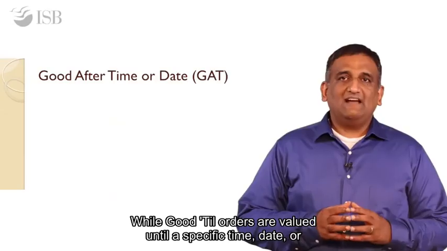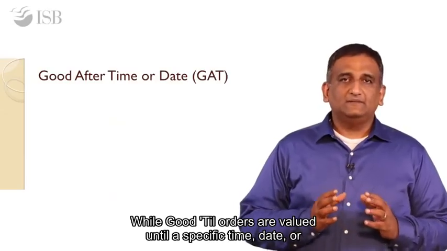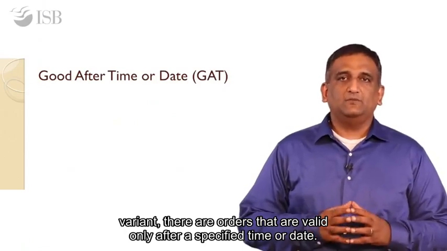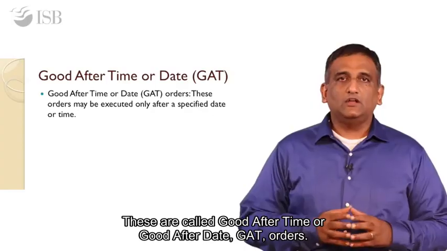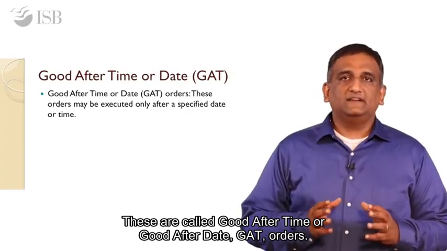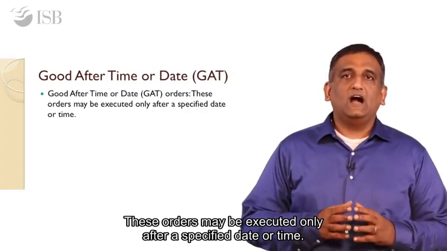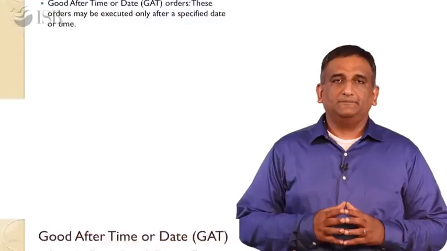While good till orders are valid until a specific time, date, or event, there are orders that are valid only after a specified time or date. These are called good after time or good after date, GAT orders. These orders may be executed only after a specified date or time.